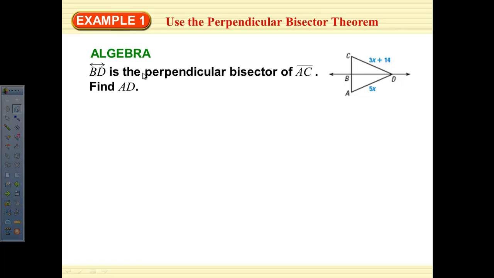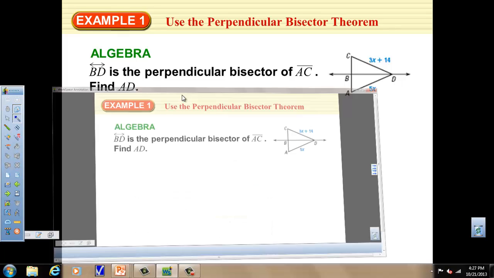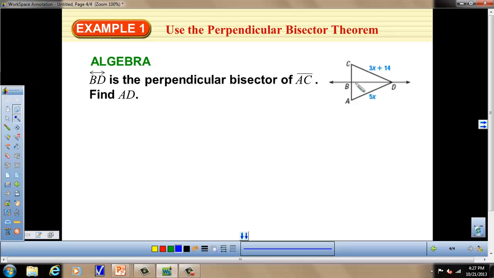Now we're looking at the perpendicular bisector theorem. The perpendicular bisector theorem tells us that if we have a perpendicular bisector, in this case, we know that BD is perpendicular to AC, and also that it bisects it so that AB and BC are equal. It also says any point on this line will be equidistant from C and A at the same time. So it'll be equidistant from the ends of the segment.